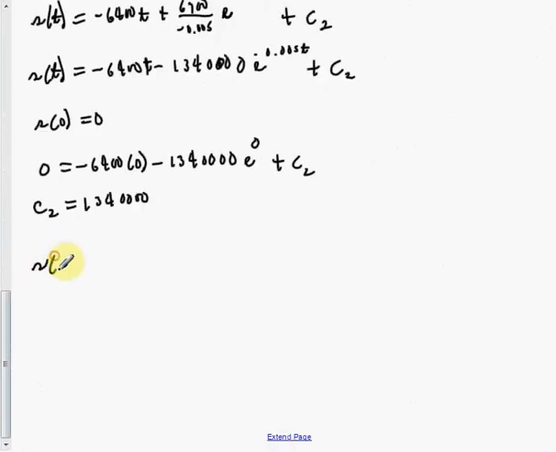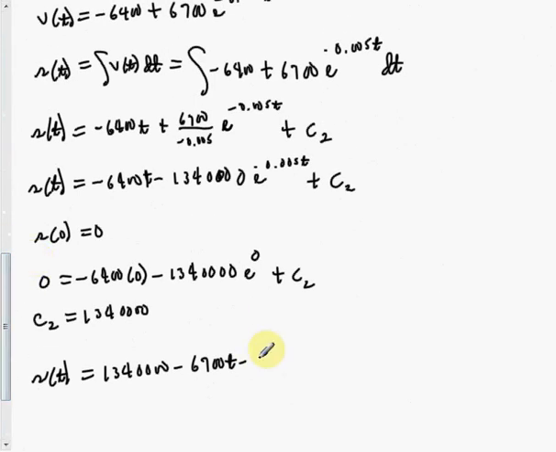So the equation for the height at whatever time is 1,340,000 minus 6700 t minus 1,340,000 times e to the negative 0.005t. Well, we can get the height, 6400, that's right. Thank you.